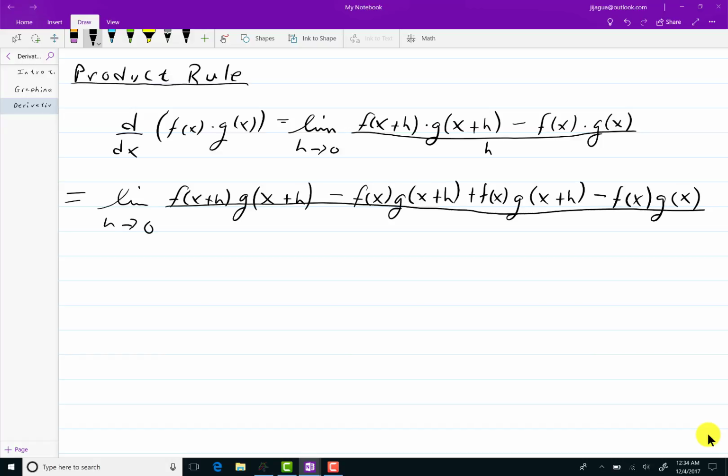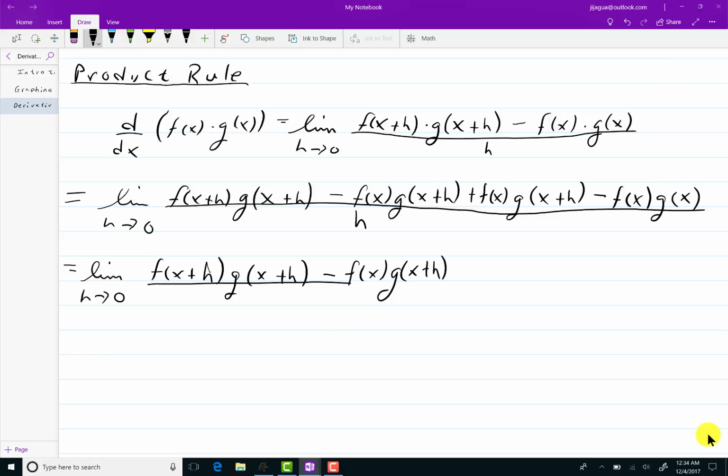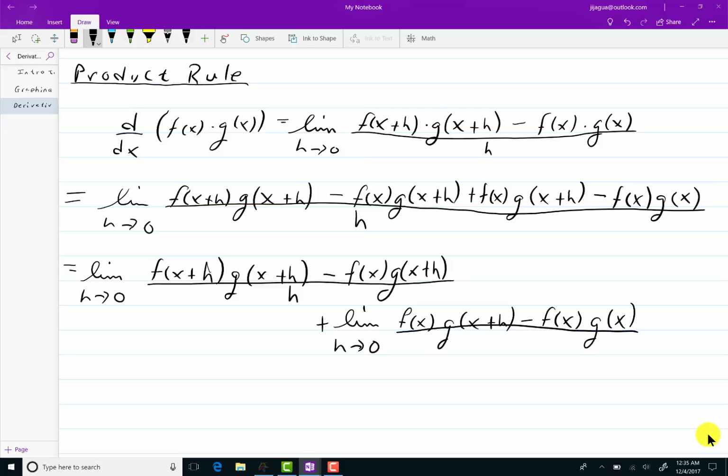Now what I'm going to do is break this up into two fractions, both of which will be over h. So I'll have the limit as h goes to 0, f of x plus h times g of x plus h minus f of x g of x plus h all over h, plus the limit as h goes to 0, f of x g of x plus h minus f of x times g of x, all of that over h.